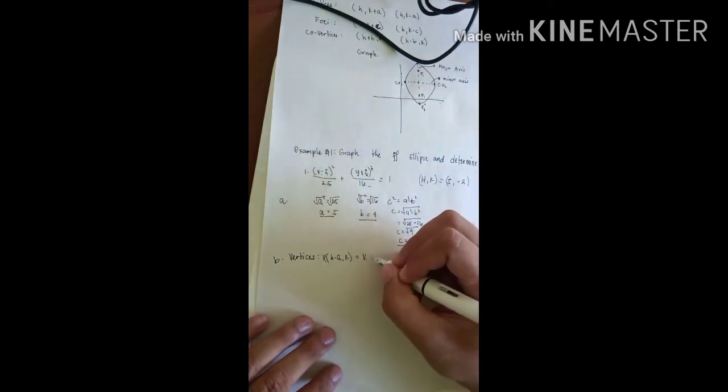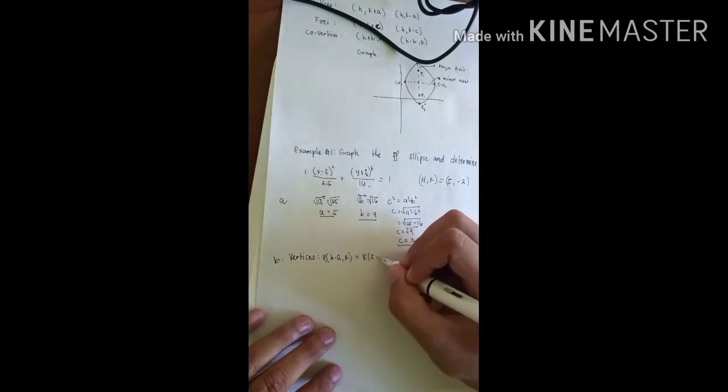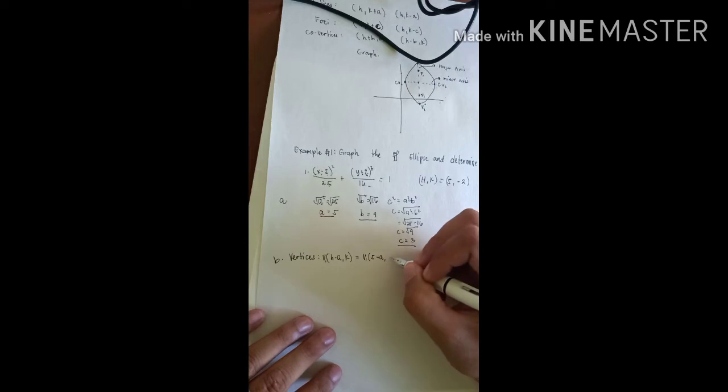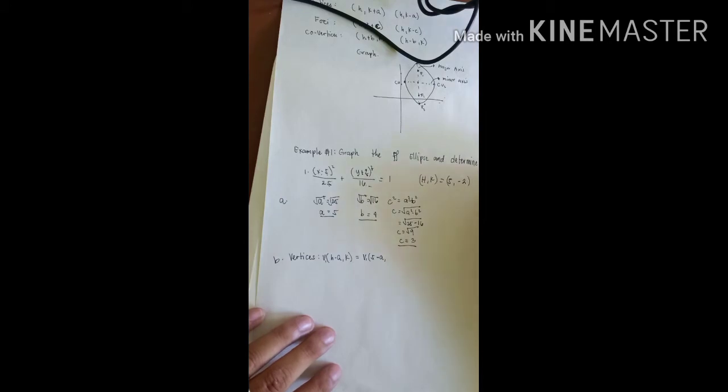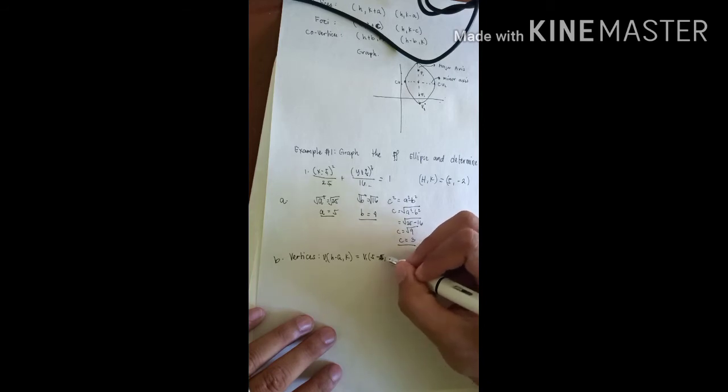Next, v sub 1, h is 5 minus a, and then the k, I mean 5 minus a, so 5 minus 5.